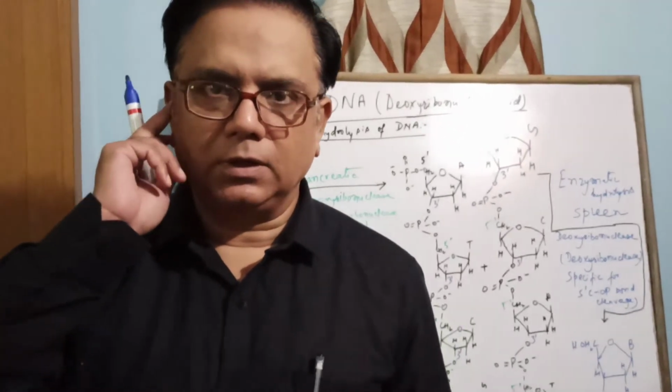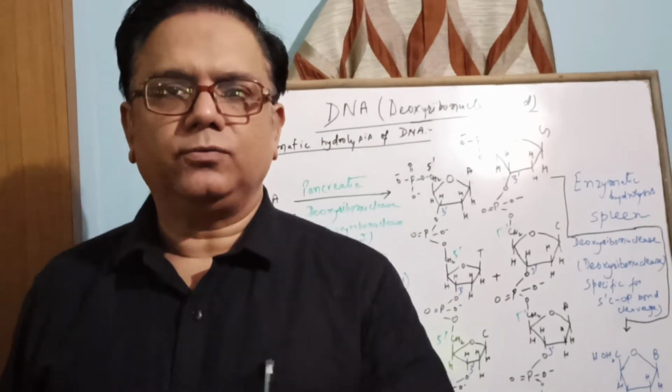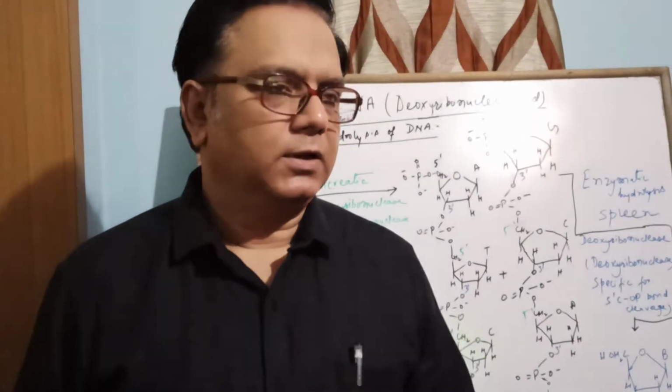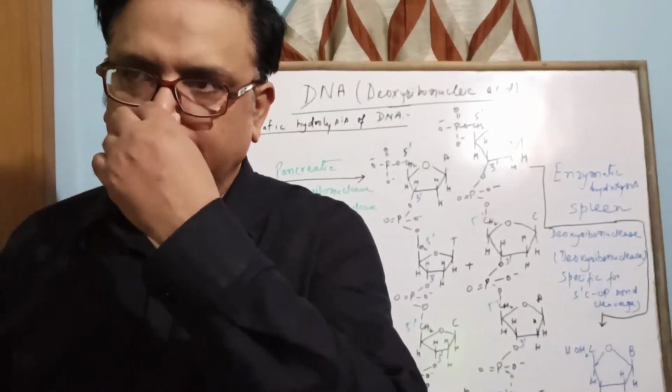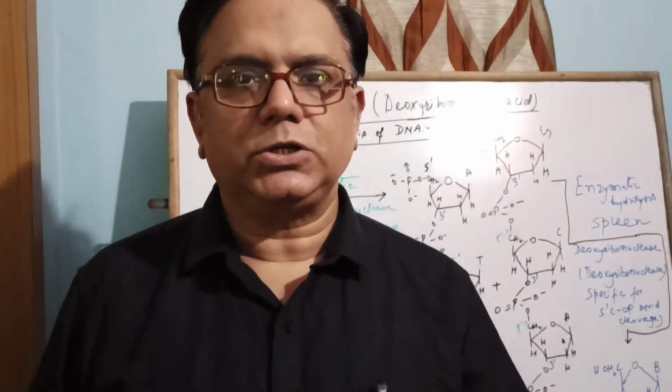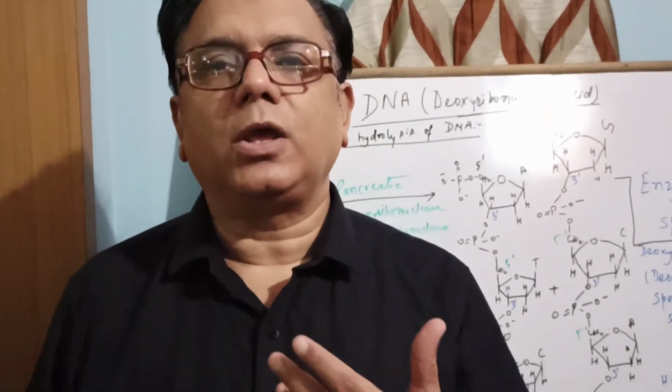Continuation of our enzymatic hydrolysis of DNA. What we have talked about are two enzymes, that is pancreatic deoxyribonuclease and spleen deoxyribonuclease. What we said is that when the DNA is subjected to hydrolysis with pancreatic deoxyribonuclease, that is deoxyribonuclease 1, as it is sometimes called, you get a mixture of oligonucleotides, and the oligonucleotides on average contain 4 nucleotides.